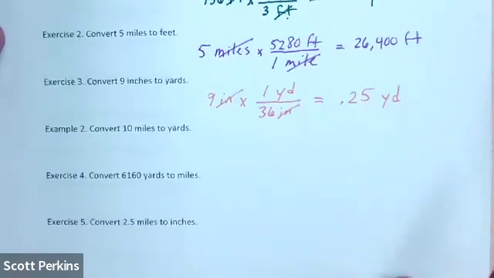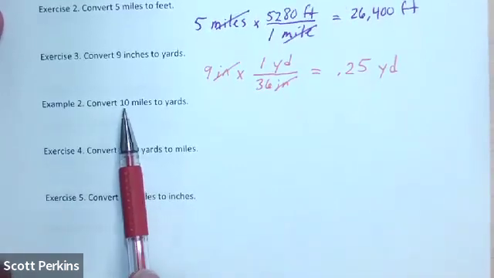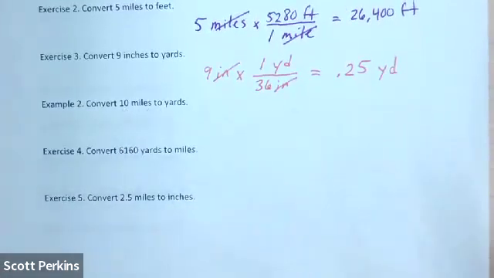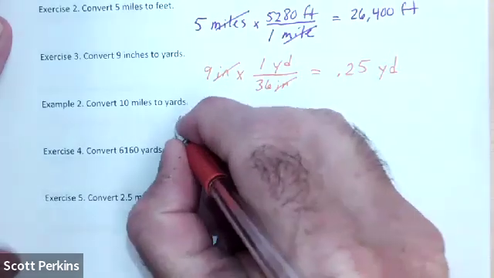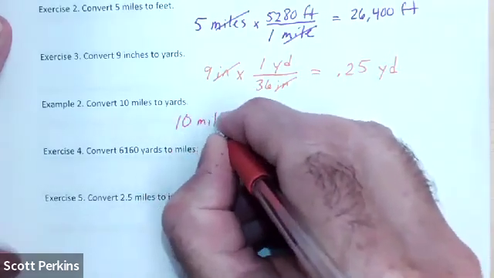Now, what we're going to do, example 2, is we're going to convert 10 miles to yards. Now, of course, there is a direct conversion. You could Google it, but I didn't give it to you just so that we could practice what happens in a situation where I don't have the direct conversion. So here we go. We're going to start off with my 10 miles.